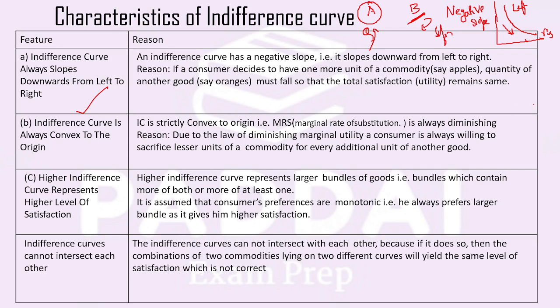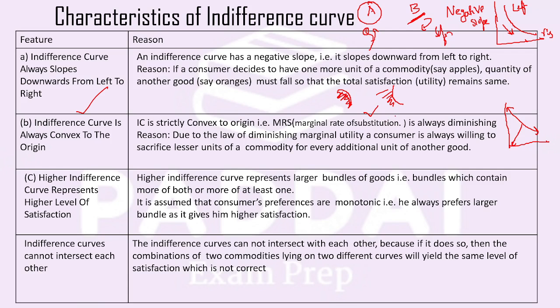Another characteristic: the curve is convex to the origin. It will never touch the origin. Now what do you mean by concave? This area is concave and convex is this. Why? It is strictly convex to the origin because of the marginal rate of substitution.